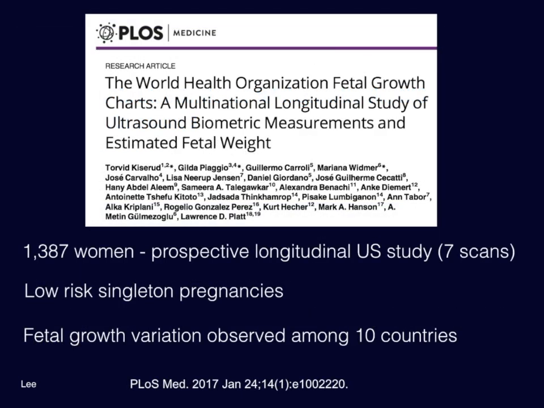In 2017, a third major population-based study from the World Health Organization reported serial scans from 10 different countries for development of fetal growth curves in 1,387 low-risk pregnant women. This analysis was based on quantile regression, and the results were similar to the NICHD study that demonstrated significant variation in either fetal growth or birth weight among different populations studied.